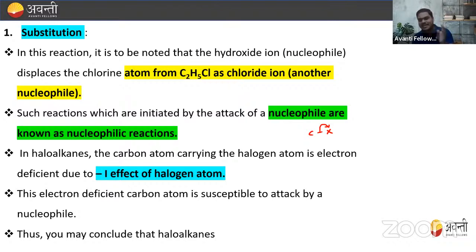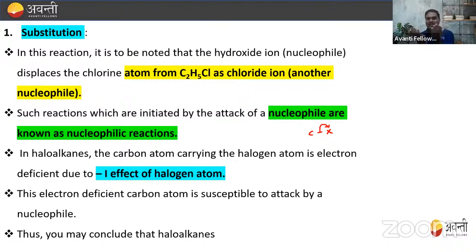We all know now what is minus I and plus I. Plus I is basically for the electron donating group and minus I is for the electron withdrawing group. Always remember this thing. So this electron deficient carbon atom is susceptible to attack by a nucleophile. So who will attack it? Nucleophile. Why does the nucleophile attack? Because the carbon becomes electron deficient and wants someone to come and donate electrons. That's why the nucleophile comes into the picture.